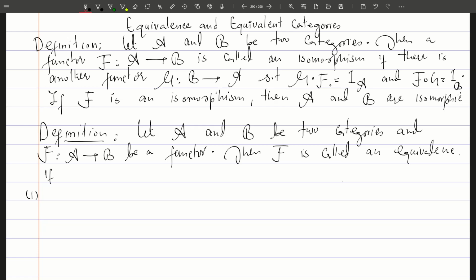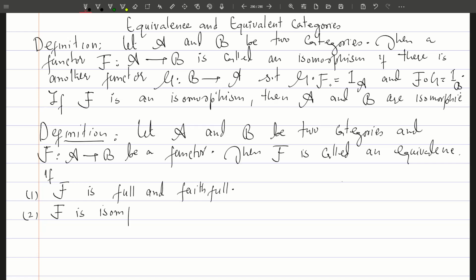The first item is that this functor F has to be full and faithful, which means when we restrict this F to the home set of A and home set of B, we actually have an injective as well as surjective map.